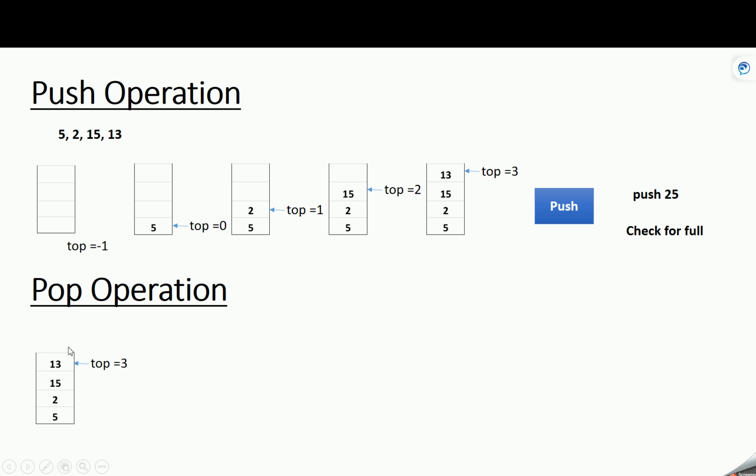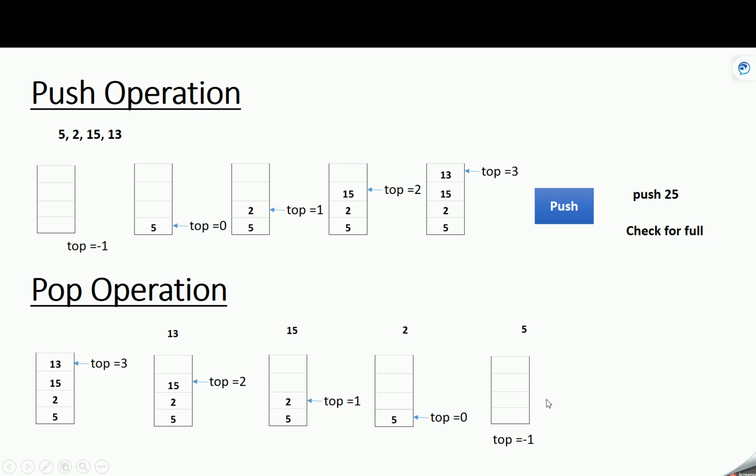Okay, so let's see now pop operation. So now initially we have given a stack like this and it is now filled with data, and next we want to remove this 13 from this stack. So what will happen, we'll take out this 13 and this stack will become like this. Now top will become 2 because we have removed this 13. Then similarly we'll keep removing 15, then we'll remove 2, then we'll remove 5, and finally stack will become empty, and this empty stack is denoted by top, whose value is -1. Okay, so this is called pop operation.